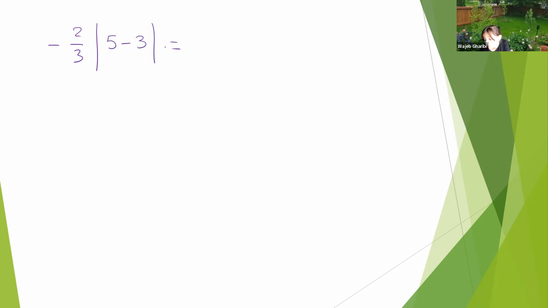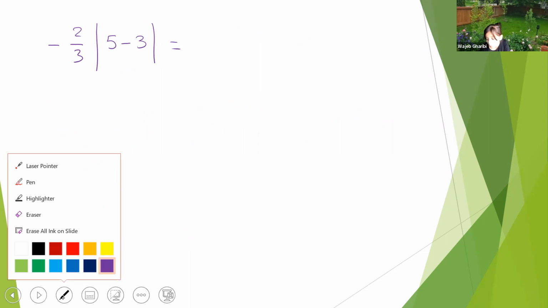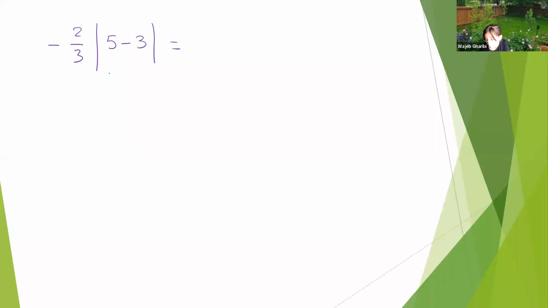What is that, Maria? We have first to calculate this one. What is 5 minus 3? 2. So here we keep it as it is. Here we keep it as it is.